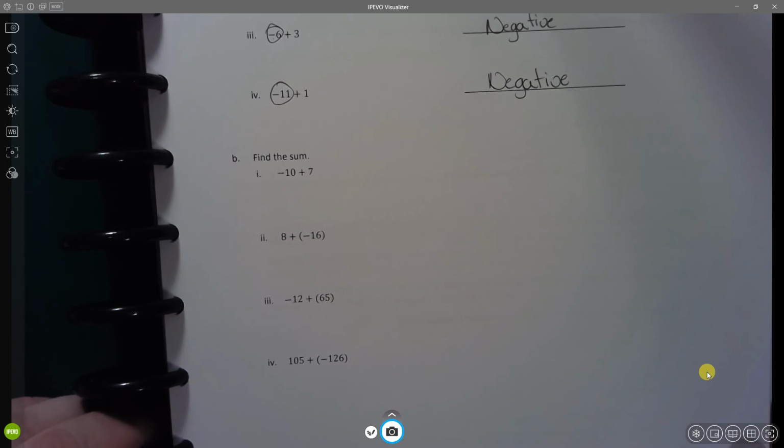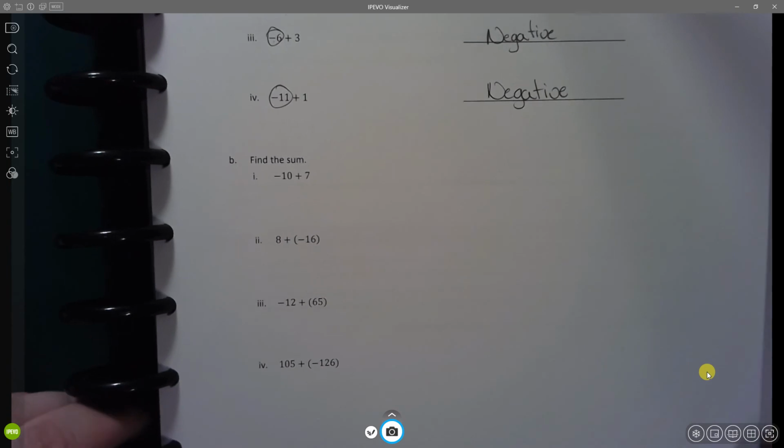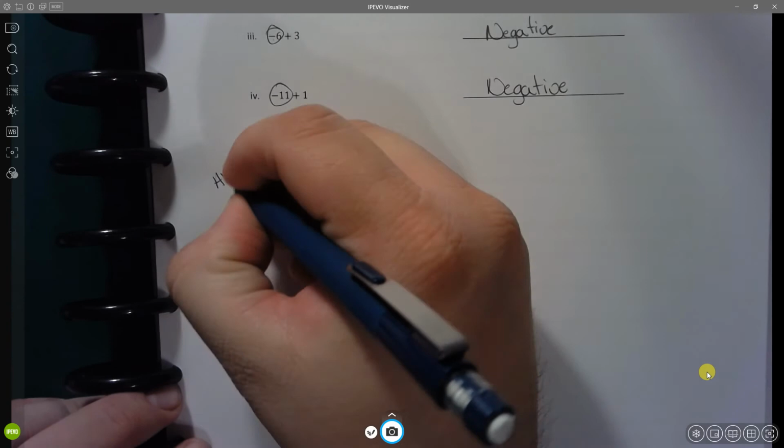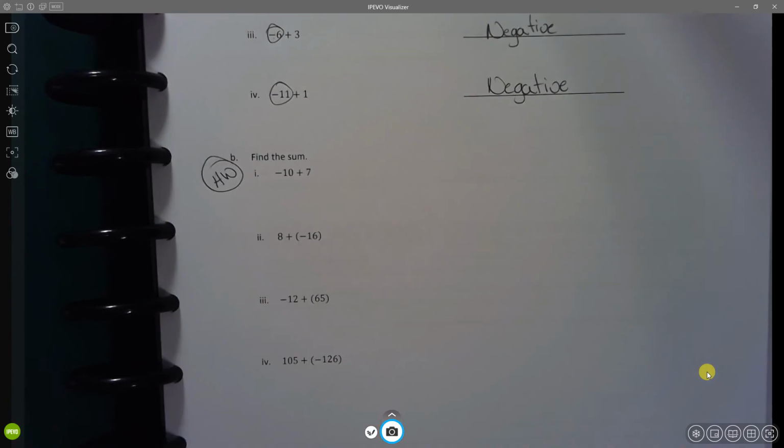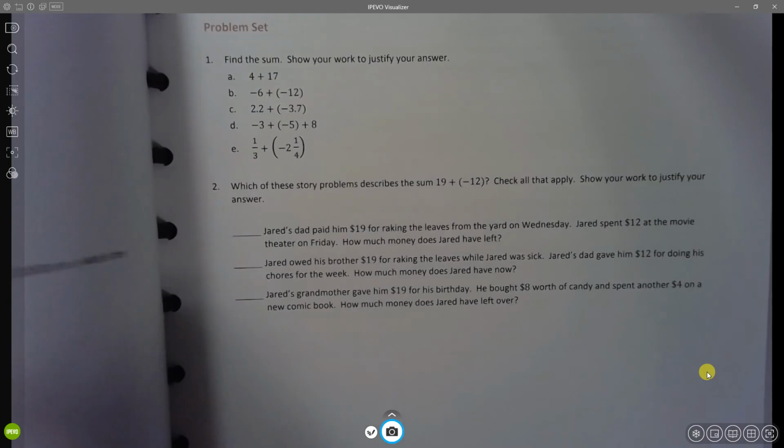Here are your next 4 problems. This is your homework tonight. I want you to work these 4 problems and find out what the value would be: -10 plus 7, 8 plus a -16, -12 plus 65, 105 plus -126. Find the answer and determine whether the answer is going to be positive or negative by putting the correct sign with it. You can pause this video and write down the problems.